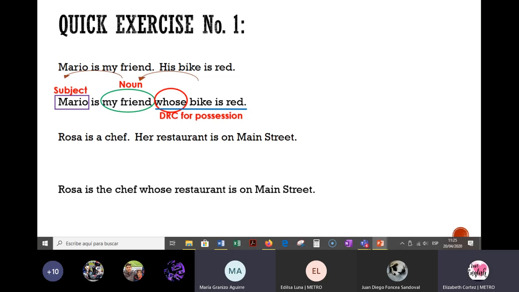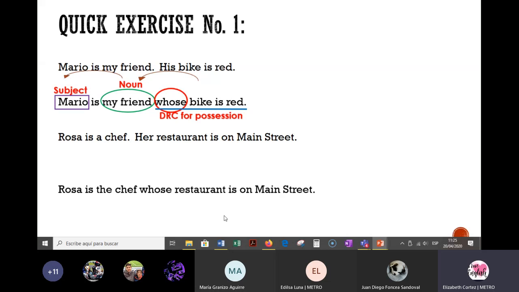Excellent. Now, notice that Granizo said is a chef, and here I wrote is the chef. Why? Because once I start giving extra information, I'm talking about one person in particular or one object in particular. So here I can change to the chef because now I'm talking about the chef who is Rosa. So Rosa is the chef whose restaurant is on Main Street. I didn't write her here because whose substitutes the possessive adjective.